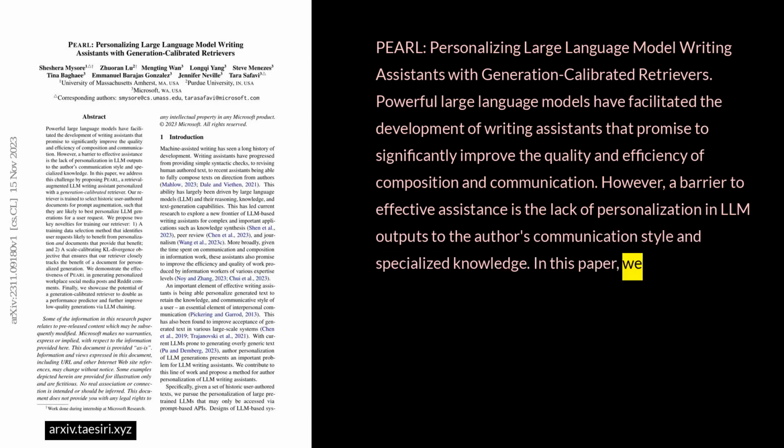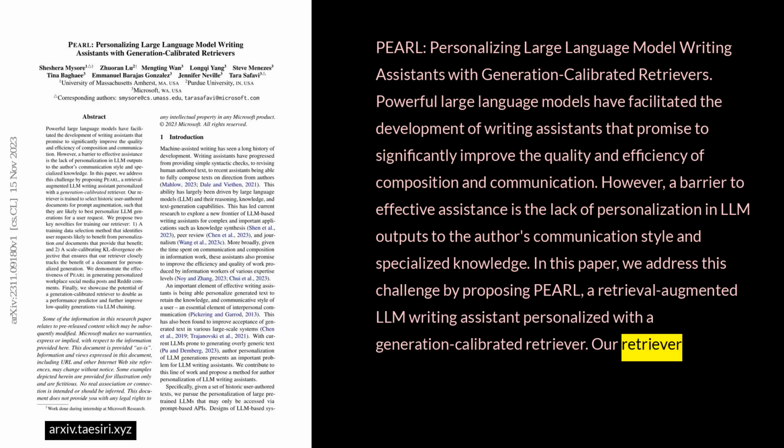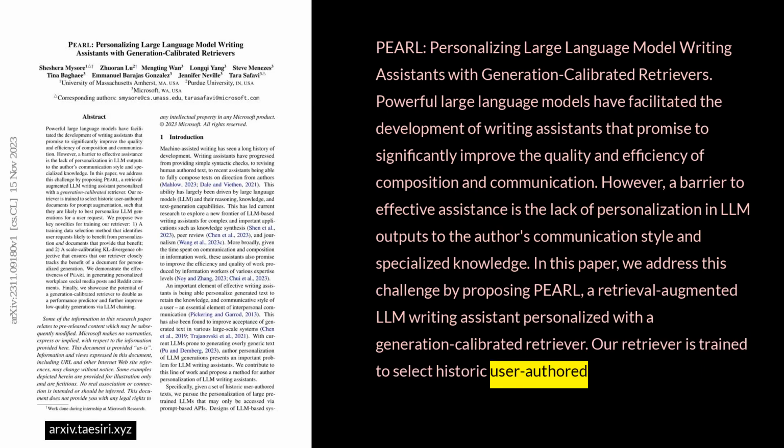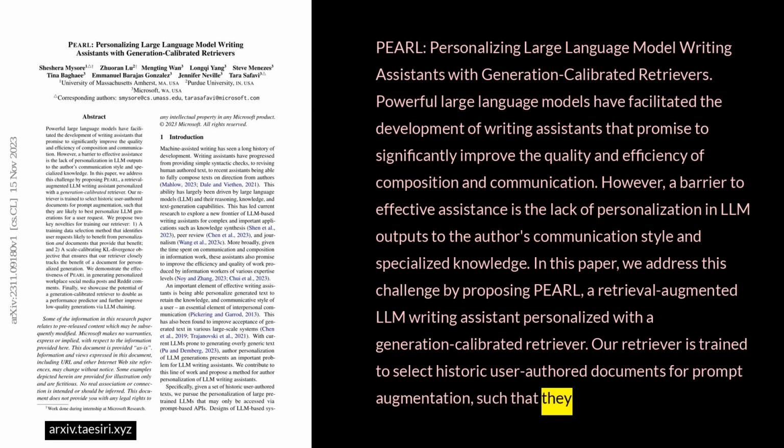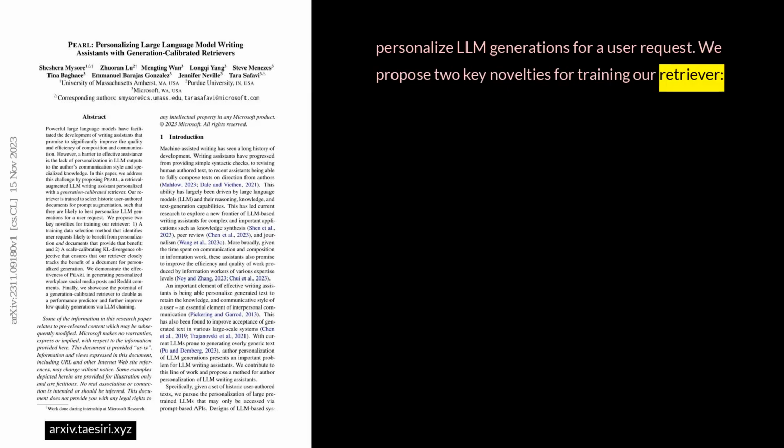In this paper, we address this challenge by proposing Pearl, a retrieval-augmented LLM writing assistant personalized with a generation-calibrated retriever. Our retriever is trained to select historic user-authored documents for prompt augmentation, such that they are likely to best personalize LLM generations for a user request. We propose two key novelties for training our retriever.